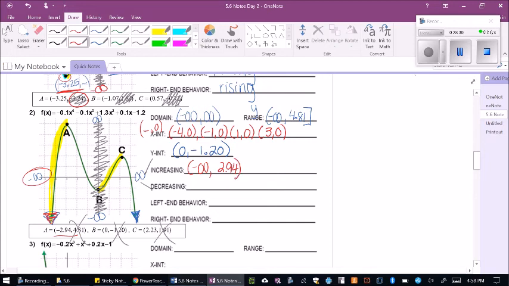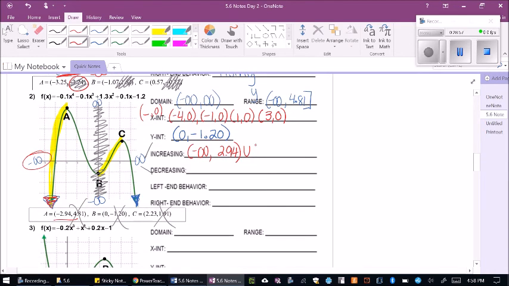I'm going to be using parentheses here for all of this. Then from A to B, that's not highlighted, so I'm skipping that piece because that's not increasing, so I put a union there, a U. And then I need to write the interval from B to C. So B was 0, and then I'm going to keep going to that x value of C, which is 2.23.